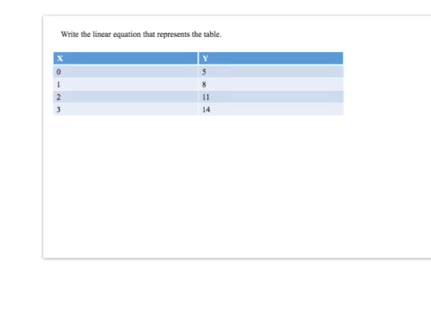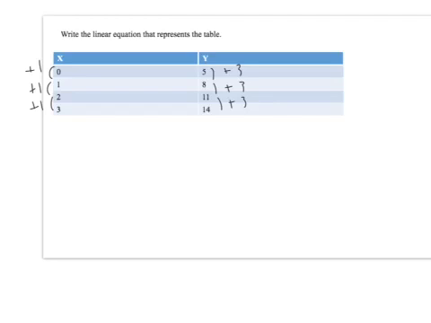Okay, let's look at the first example. It says write the linear equation that represents the table. So the first two steps said that we need to find our pattern in our domain and the pattern in our range. So the domain is our x, so we're going to come over here and we have 0 to 1, 1 to 2, and 2 to 3. So our pattern here is to add 1. And then we're going to come over to our y. We have 5 to 8, 8 to 11, and 11 to 14. So our pattern here is to add 3, and that works every single time.